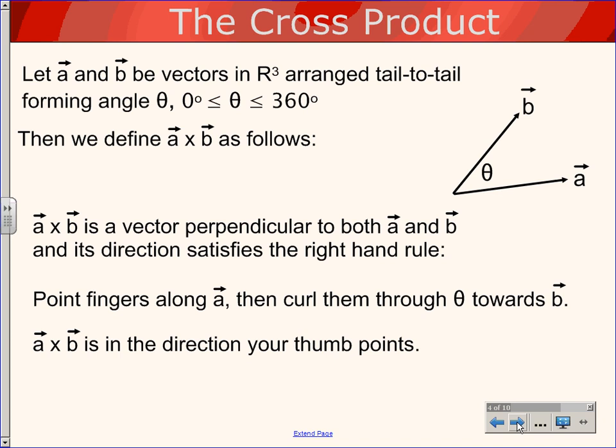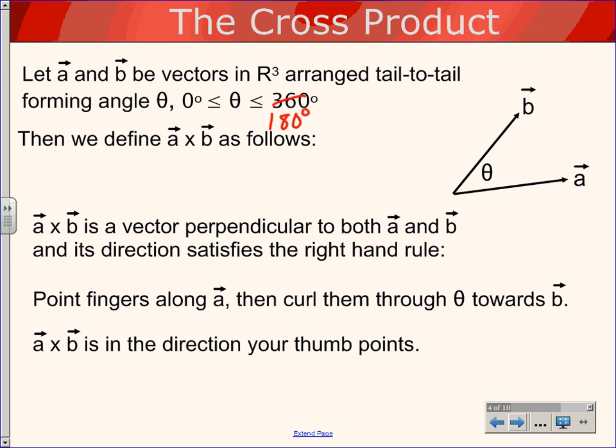So here's how we go about trying to describe the cross product. It says let A and B be vectors in R3 arranged tail to tail, forming angle theta. And really that should probably say between 0 and 180 degrees. Remember, if we go over 180, we would just measure the angle on the other side instead. It says we define A cross B as follows. So we have a picture there. A cross B is a vector perpendicular to both A and B.